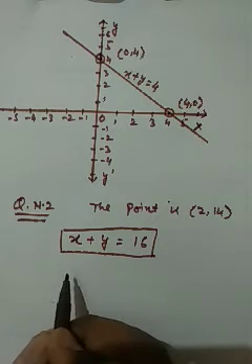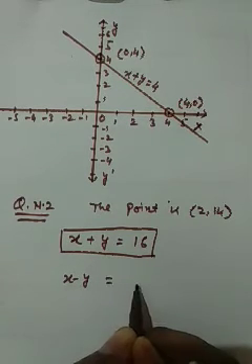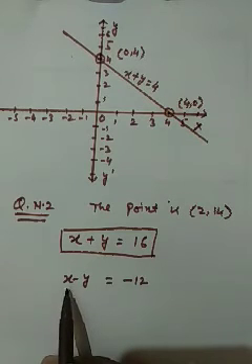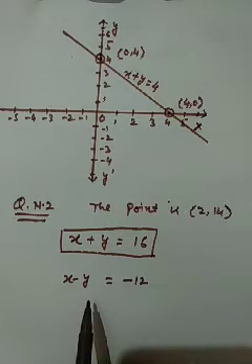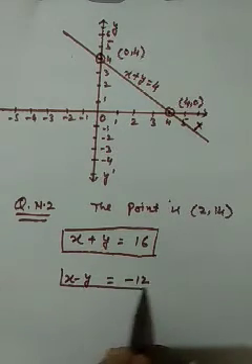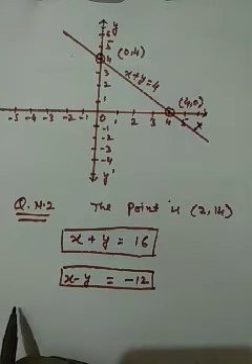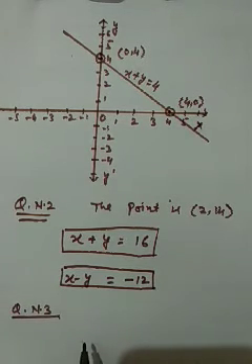Now next, we can write here x minus y is equal to minus 12. If you put x is 2 and y is 14, then the answer is again minus 12. So this also satisfies this equation. So these are the equations of the 2 lines which satisfy this point. Next is question number 3.